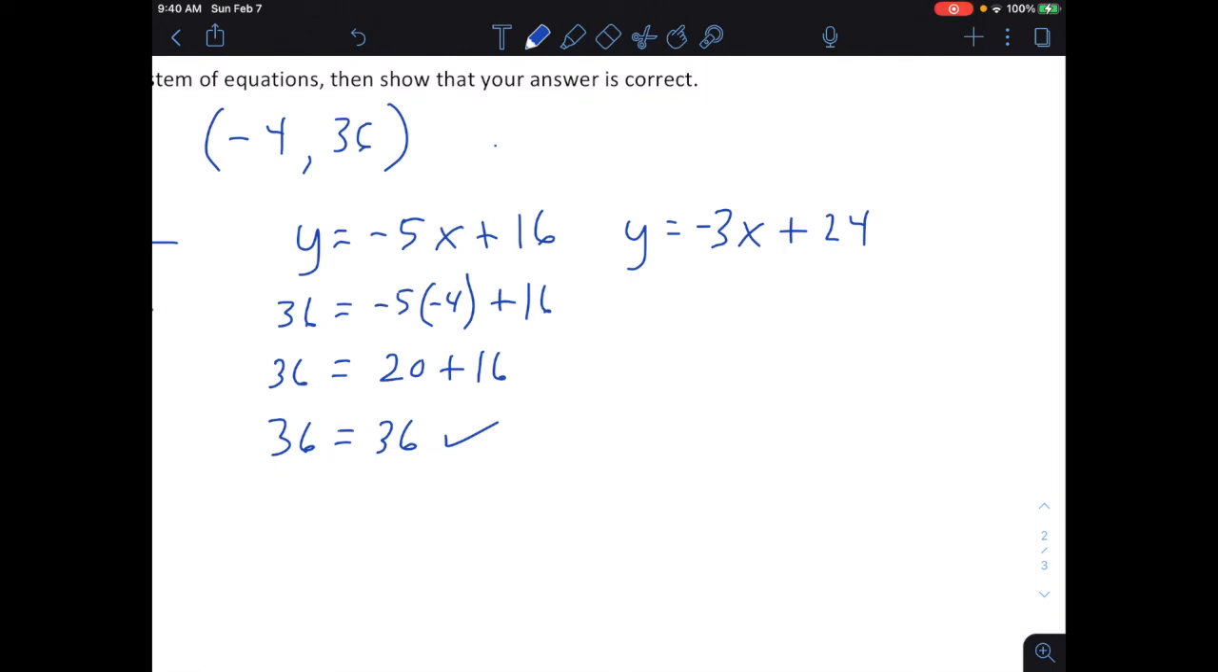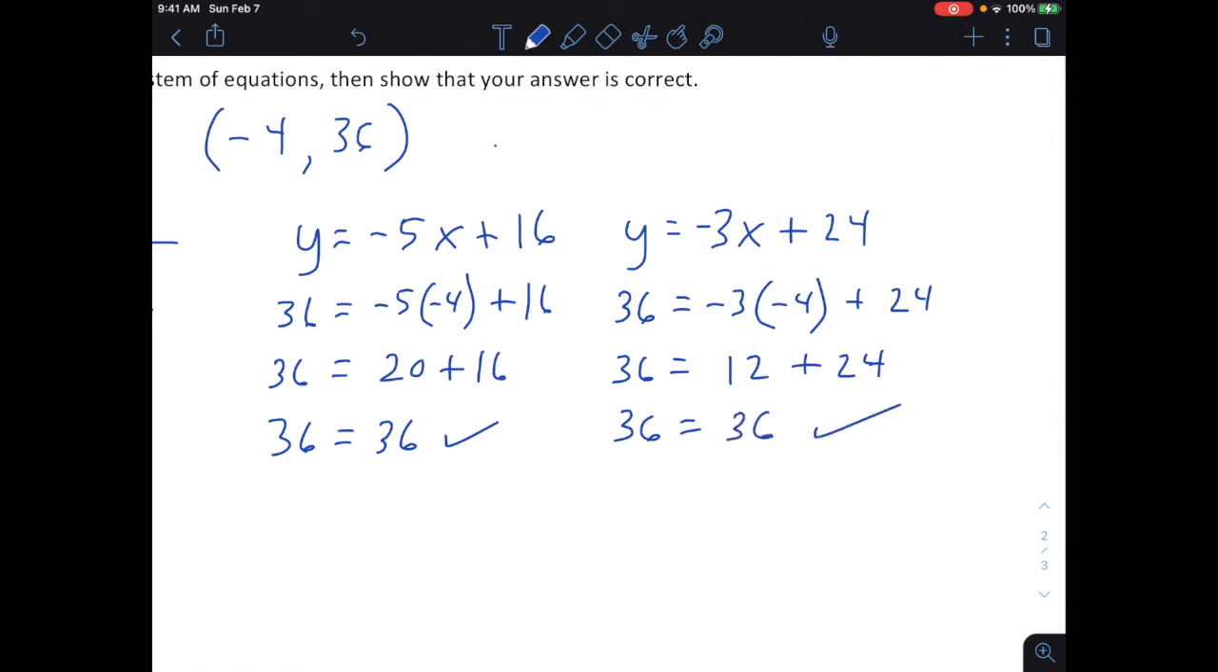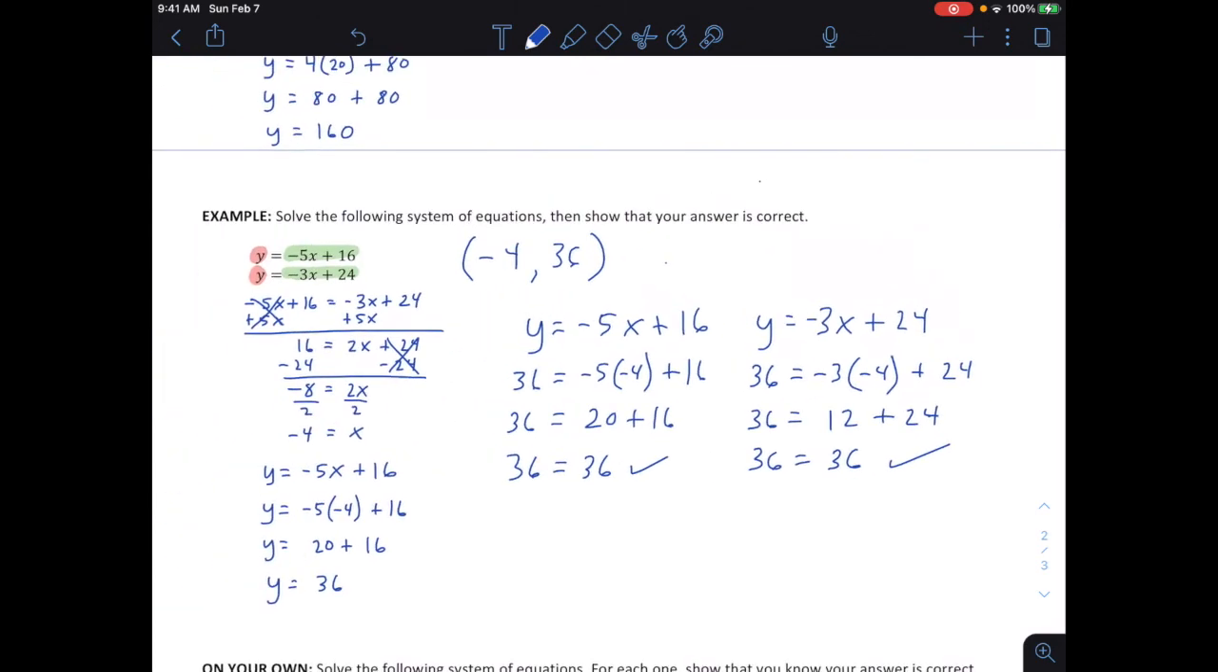All right, next one. 36 goes where y is. Negative 4 goes where x is. Notice how when I plug those in, I use parentheses. If you don't use parentheses here, it might look like you're subtracting, and you don't want to do that. Okay, 2 negatives again, make a positive 12. So 36 equals 36. And we can check that off. So we know that our (negative 4, 36) is a good answer.